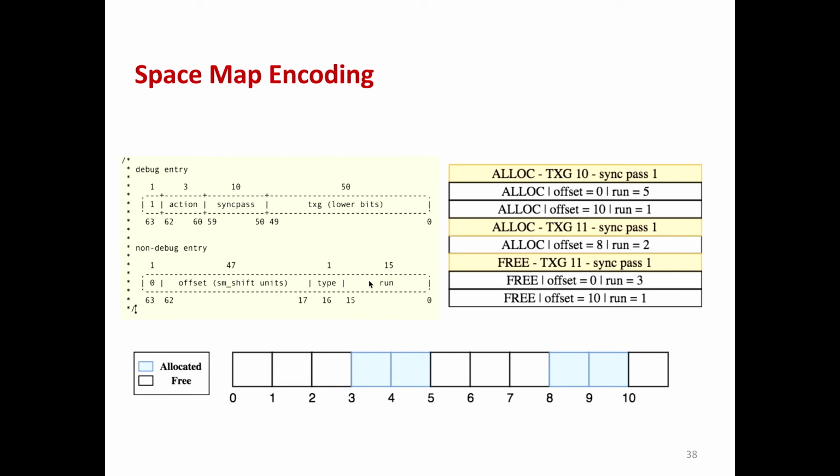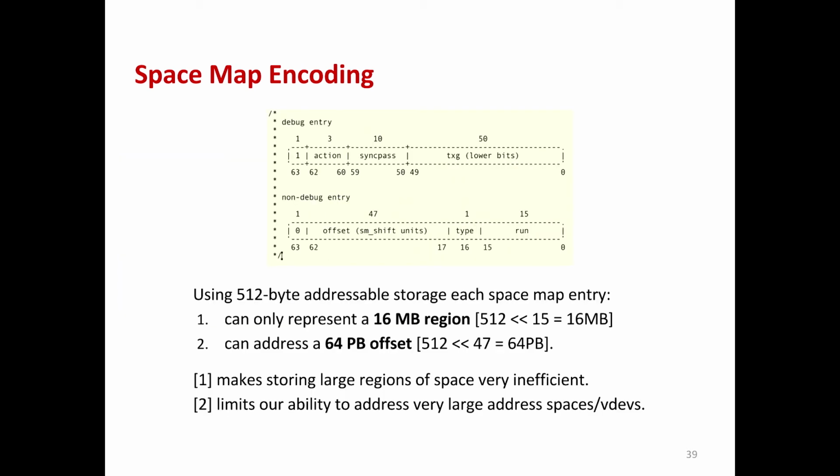So what's the problem with this encoding so far? Well, if you're using 512-byte addressable storage, which is basically the minimum that ZFS can work with, these 15 bits in the run length can only represent a 16 megabyte region of a segment. Also, looking at the offset, these 47 bits, assuming again the 512-byte addressable storage, means that a spacemap can address up to 64 petabytes.